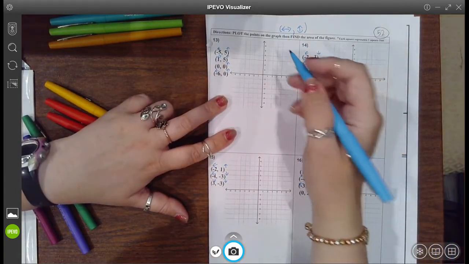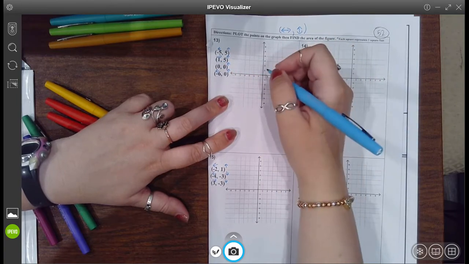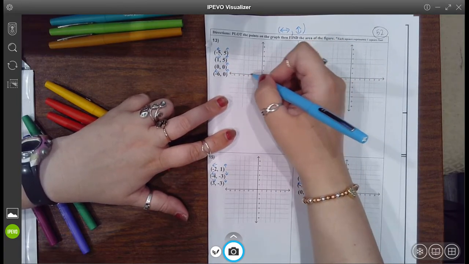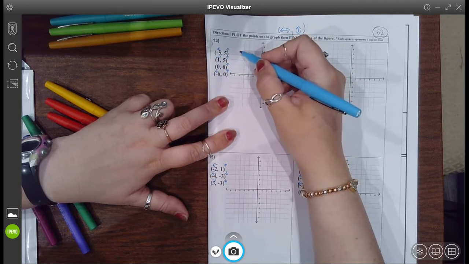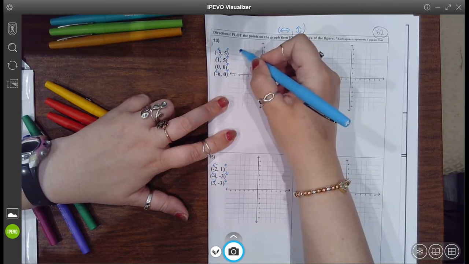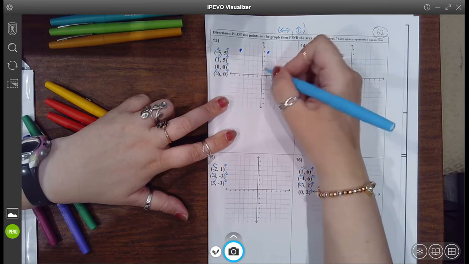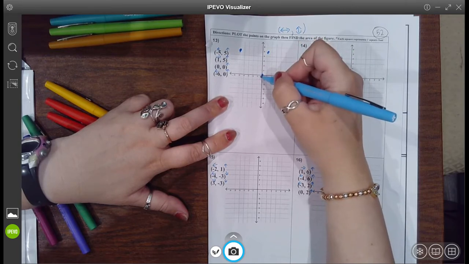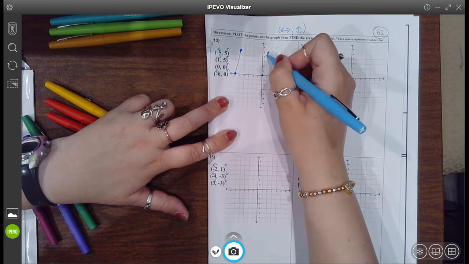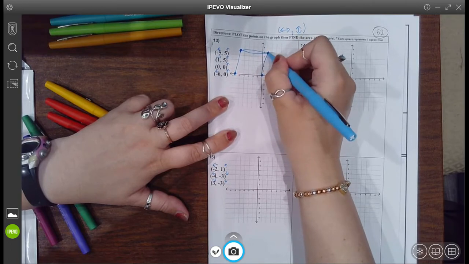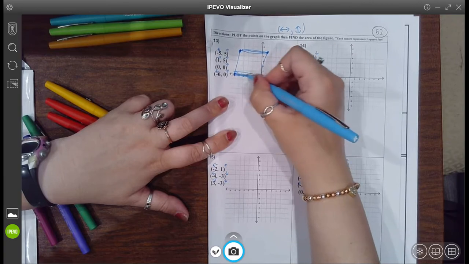You hopefully won't make as many mistakes because you know you go 5 left, 5 up. 1 right, 5 up. So let's go ahead and do that. 5 to the left and 5 up puts me right there. Then you have 1 to the right and 5 up. Over nothing, up nothing. To the left 6 and up nothing. Go ahead and connect those. And you can see that you have a parallelogram. So, hopefully you connect it better than I did.